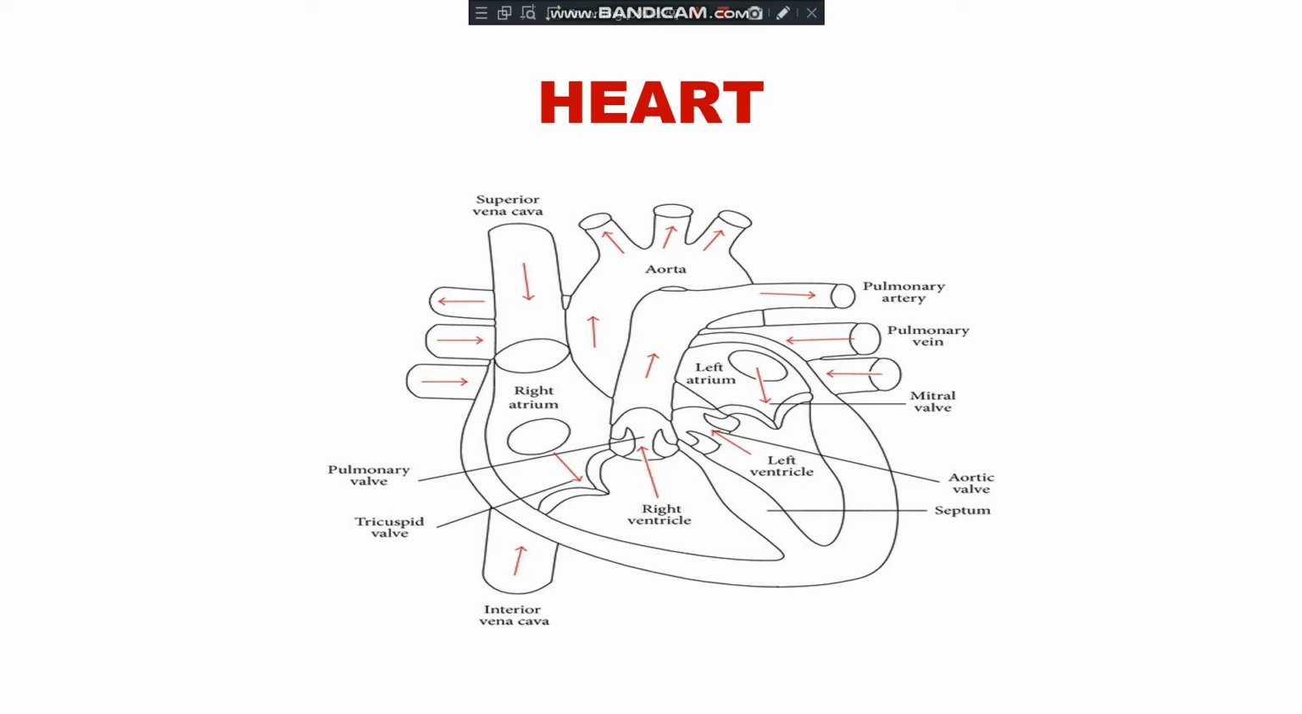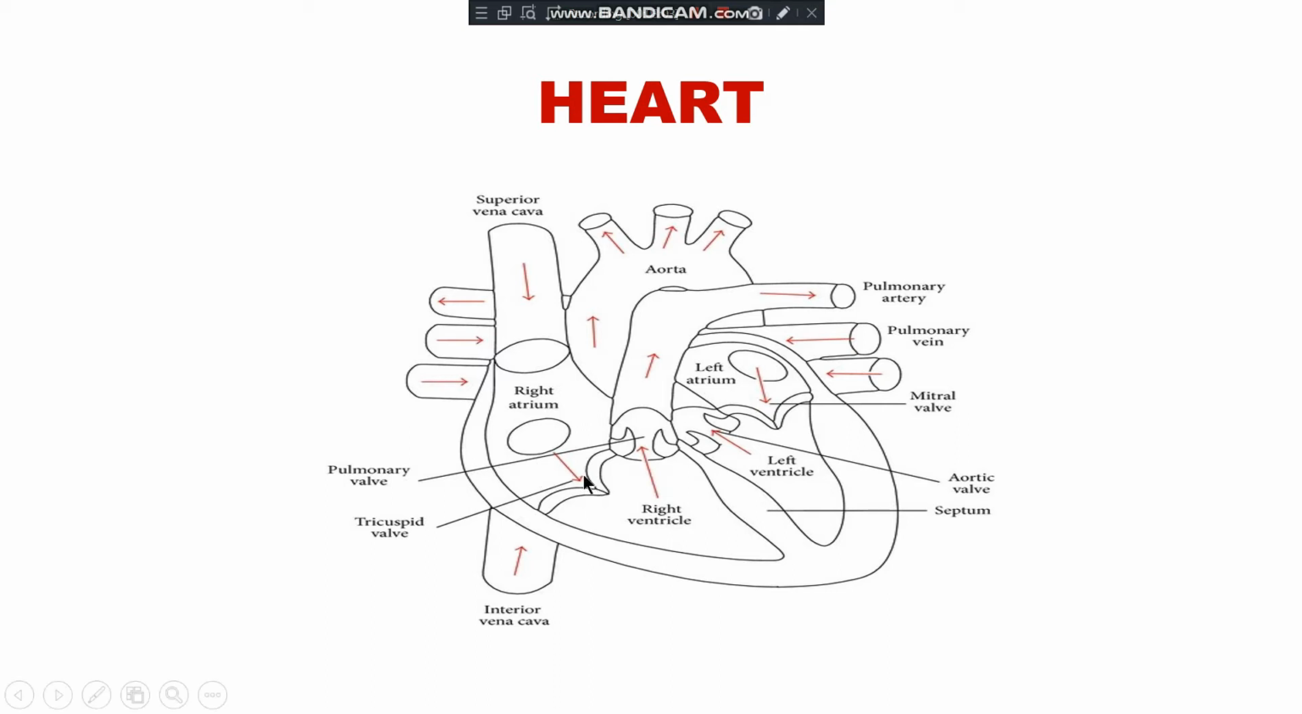Now, what is meant by oxygenated blood and deoxygenated blood? Oxygenated blood means the blood which is rich in oxygen, and deoxygenated blood means the blood which is rich in carbon dioxide. Understood, students? So, oxygenated blood comes to the left part and deoxygenated blood comes to the right part. Understood?